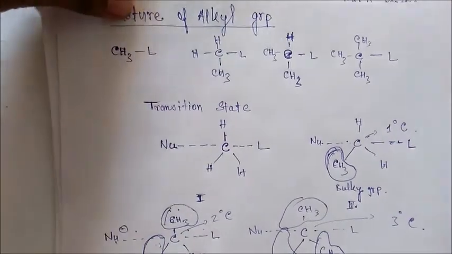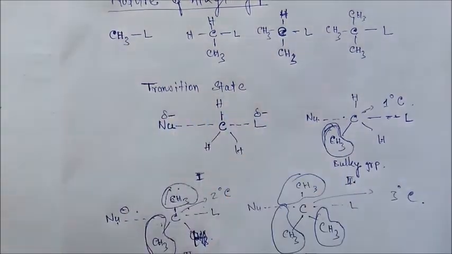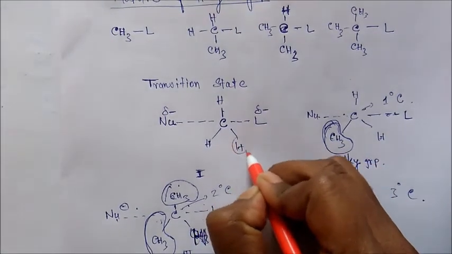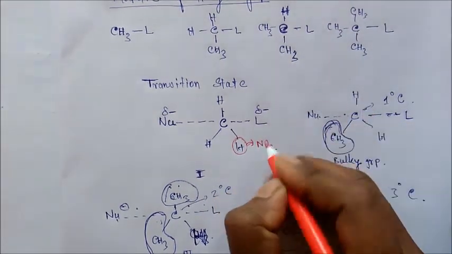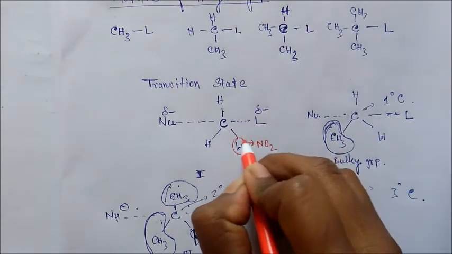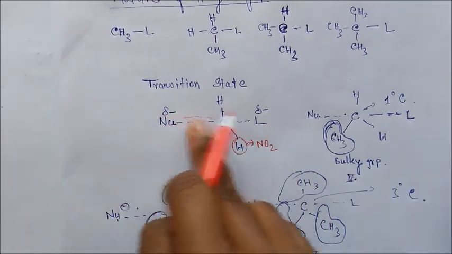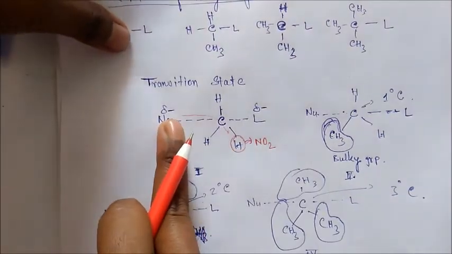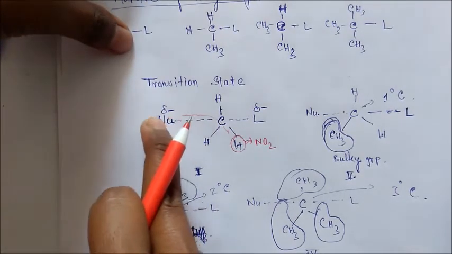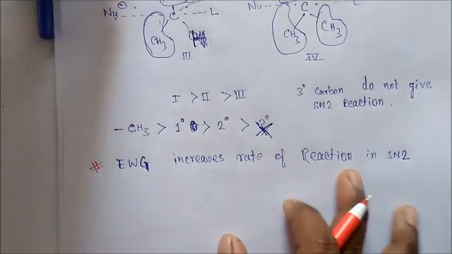Let's see in the transition state. Here in the transition state there will be a delta negative charge on both sides. Let's say in place of one hydrogen we have an electron withdrawing group, say NO2. NO2 will withdraw the negative charge from here. So as the bond forms, the delta negative charge will be stabilized by this electron withdrawing group. The charge density on the nucleophile is stabilized by that electron withdrawing group. So keep in mind, an electron withdrawing group increases the rate of reaction in SN2.